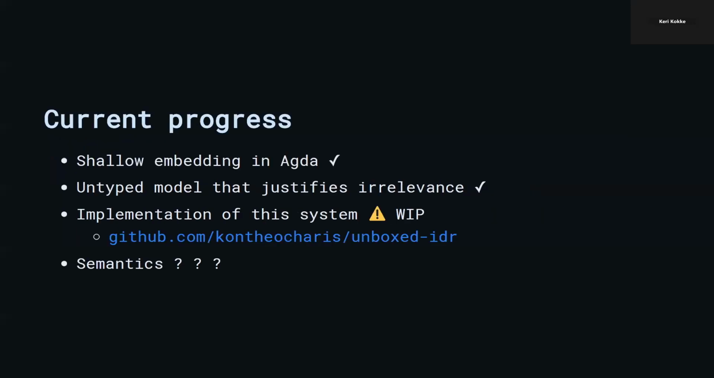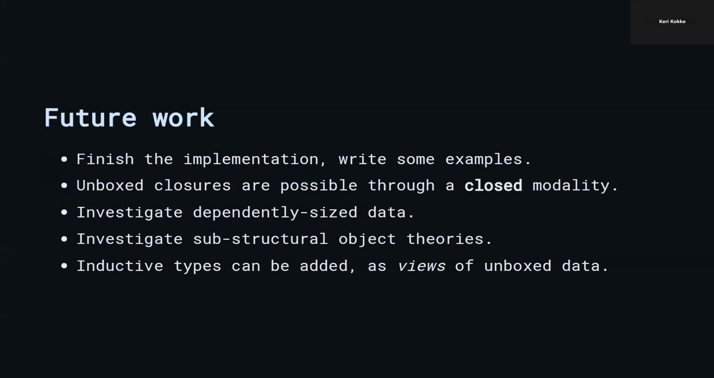But yeah, just some current progress. We have a shallow embedding of the system in Agda. And we also have an untyped model that will erase away all irrelevant data, so it justifies this irrelevance modality. And then there's an implementation of the system that is currently work in progress, but it's very close to being done, so hopefully soon we'll actually be able to use it. And we need to figure out what semantics we should have. That's more like my question, if anyone has any idea of how we should justify all of these layouts and show some kind of correctness. And there's some future work.